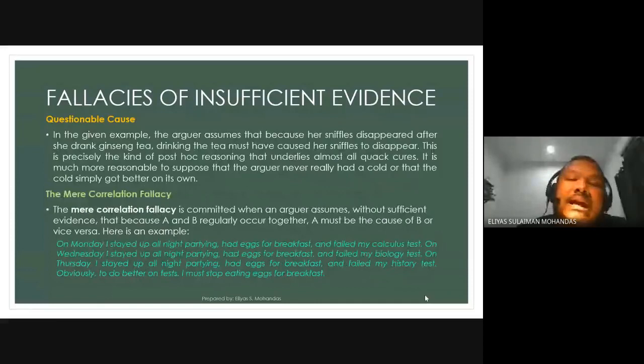So in the given example, the arguer assumes that because his sniffles disappeared after she drank ginseng tea, drinking the tea must have caused the sniffles to disappear. This is precisely the kind of post hoc reasoning that underlies almost all quack cures. It is much more reasonable to suppose that the arguer never really had a cold or that the cold simply got better on its own. It's just luck. When you are having a cold and at the same time you drank ginseng tea, somehow you get better, and you feel that it was the ginseng that cured your cold.